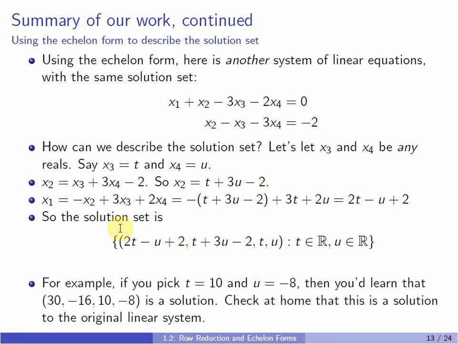So this is a solution set, right? There's many possible solutions. There's not just one solution. Anytime you pick a number for t and pick a number for u, you'll have a solution. So for example, you can pick different numbers if you want, but if you picked t to be 10 and you picked u to be -8, then you'd get 2t minus u. I mean, you should check, right? But 2 times 10 minus -8 plus 2 is going to equal 30, right? So you get x1 being 30, x2 being -16, x3 being 10, and x4 being -8.